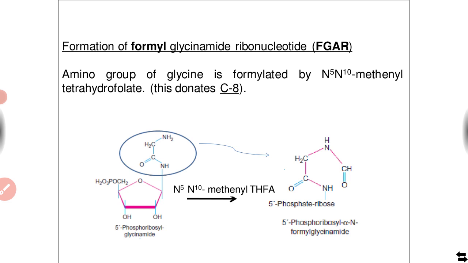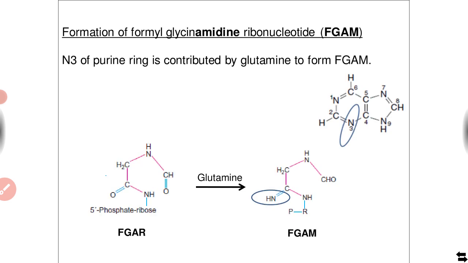So this is the third step of purine synthesis. Moving to the next step, now N9 is formed, C4, C5, N7 is formed and C8 is formed. So all the atoms of the imidazole ring of purines are formed. Next is formation of N3 of the first ring.